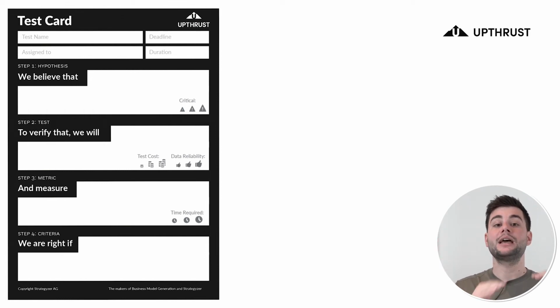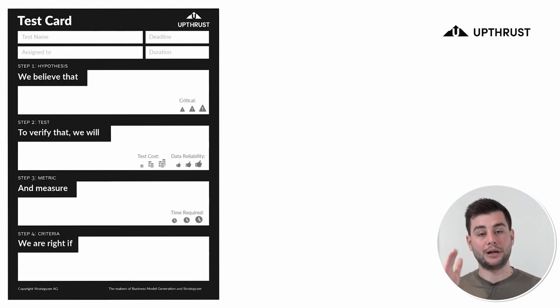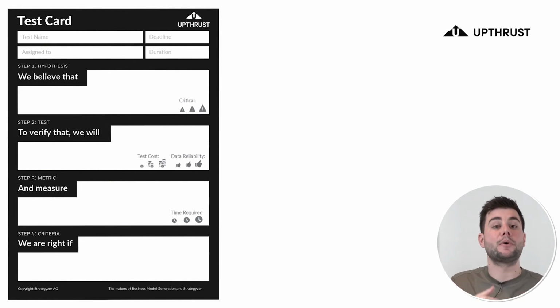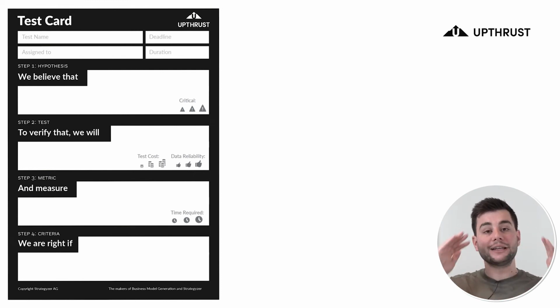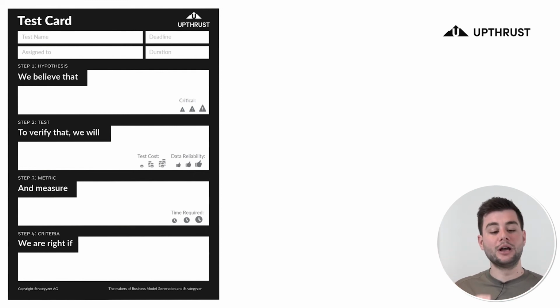Step 3, metric: we measure the cost per lead. How much does it cost us per download? Step 4, criteria: we are right if the cost per lead of a Facebook lead ad campaign is 15% lower than a traffic campaign. So you fill in this card and it will help you to make sure that your experiment is clearly aligned and that you have something afterwards to check back.